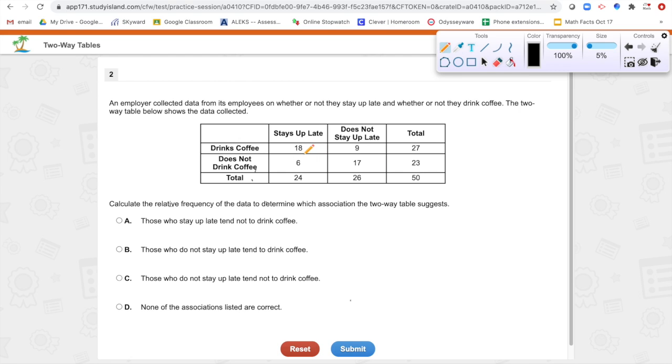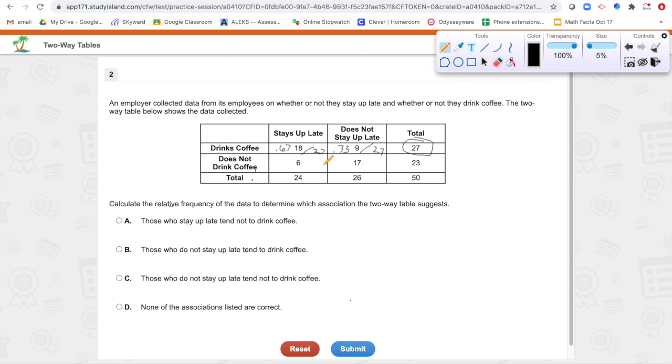But if we wanted to calculate the relative frequency, we're looking at the 18 that stay up late and drink coffee compared to the total of 27. And we could calculate that. You can take 18 divided by 27, which is 0.6 repeating, or to the nearest hundredth, 0.67. And then we can do the same thing with 9 divided by 27. Alright, that's 1/3, or 0.33 repeating. So 0.33 if you're looking at it.